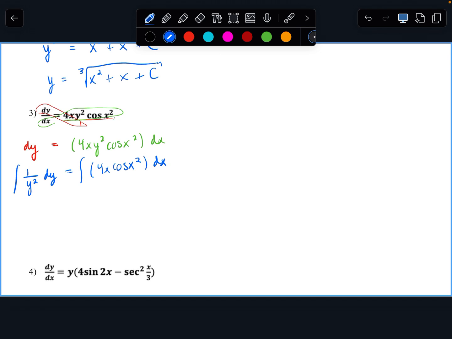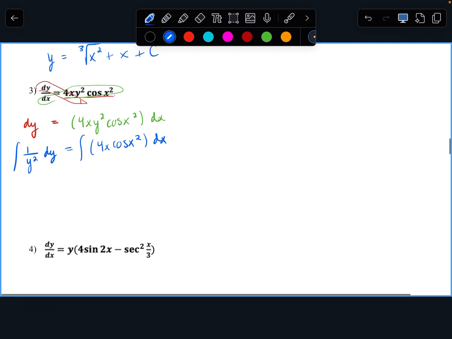dx, and then integrate. Some of you can do that separating in your head, but if I was on the AP test and I wanted to double, triple check I get it right, I would do all those steps just to be safe. And then now you're going to integrate it. So the left side isn't horrible. What is that? Negative 1 over y, right?